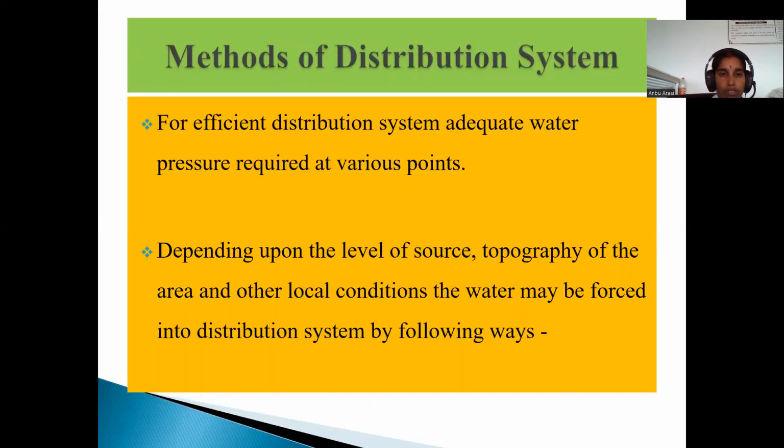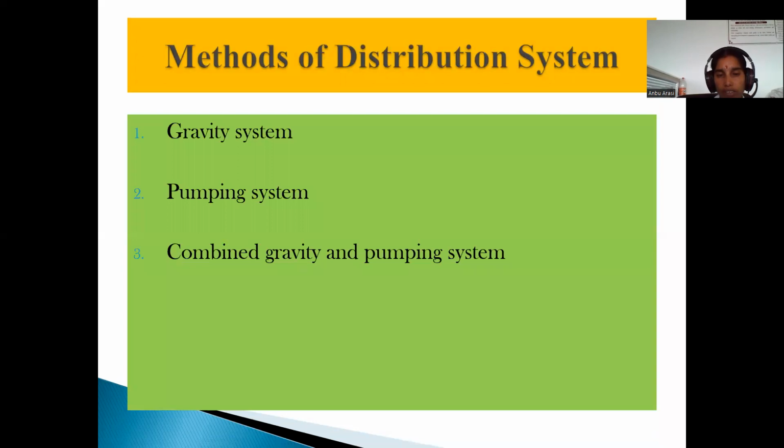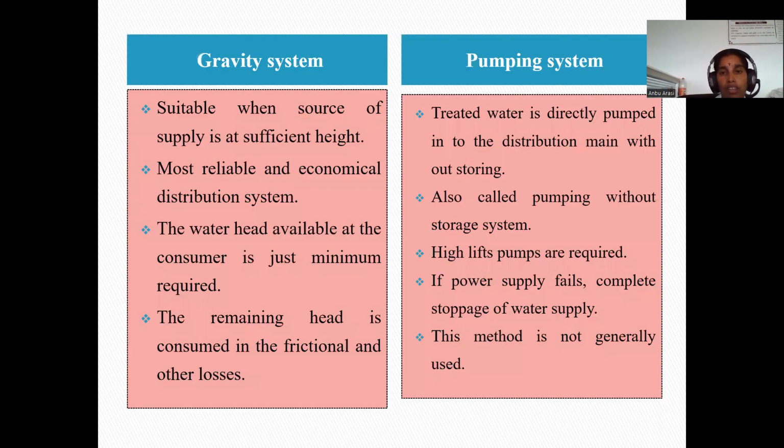Method of distribution system. For an efficient distribution system, adequate water pressure is required at various points, depending upon the level of source, topography of the area, and other local conditions. The water may be forced into the distribution system by the following: gravity system, pumping system, and combined gravity and pumping system.